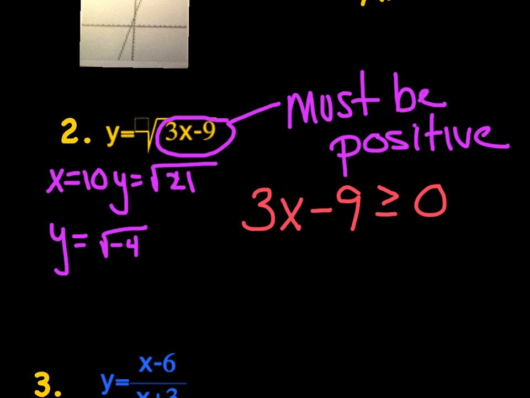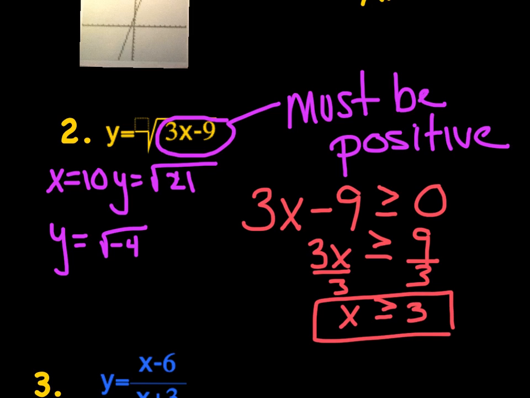And now all you have to do is nicely solve this equation. So I'm going to add 9 to both sides. So 3x has to be greater than or equal to 9. And then I'll divide by 3. So x has to be greater than or equal to 3. And that's my domain. X is greater than or equal to 3.